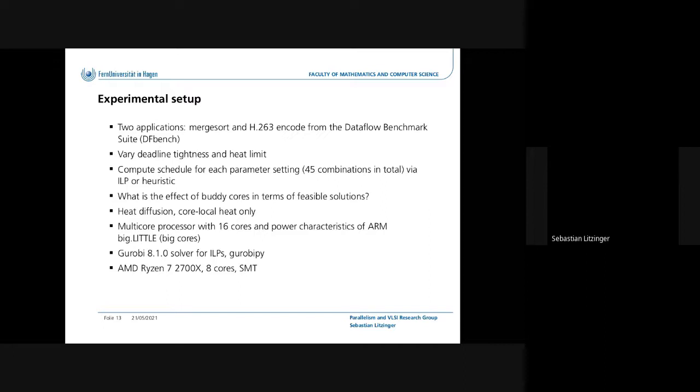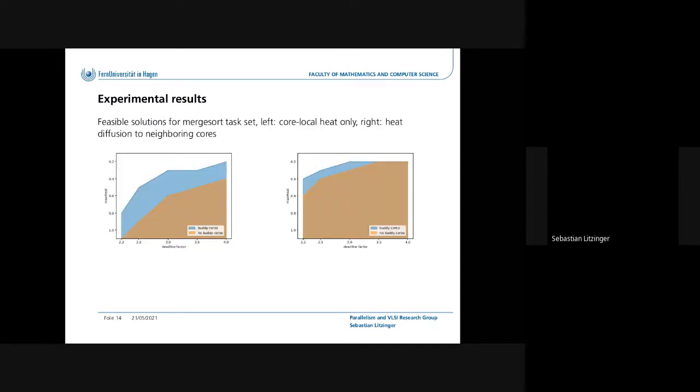So we chose a multi-core processor with 16 cores here for our model, and we took the power characteristics of the ARM big.LITTLE because these were available in the literature, and the solver was the Gurobi solver and was run on an AMD Ryzen consumer CPU. So these are some of the results for the merge sort task set.